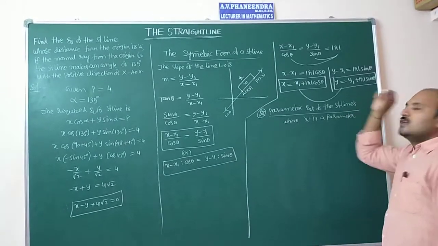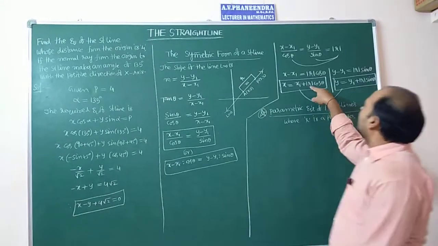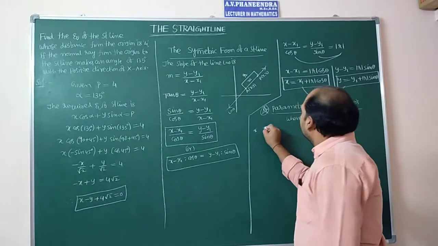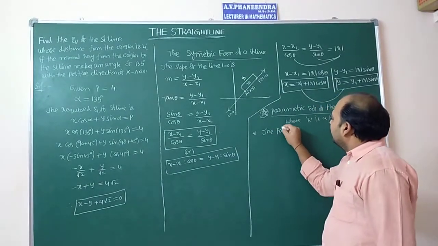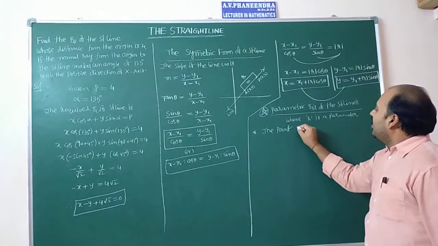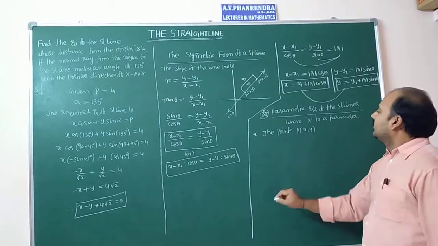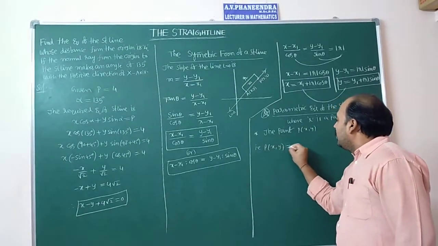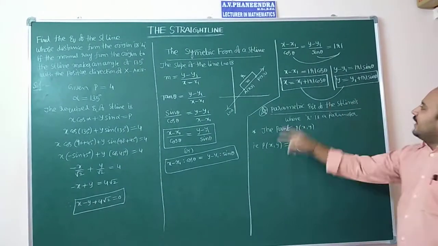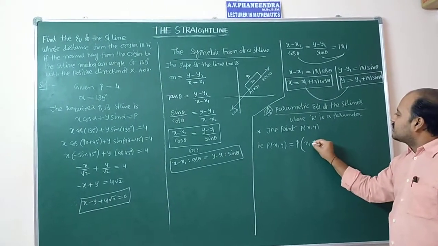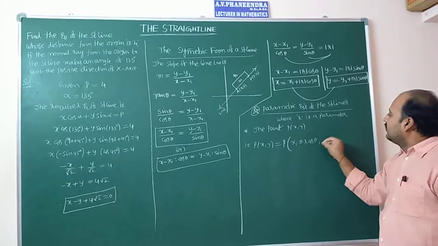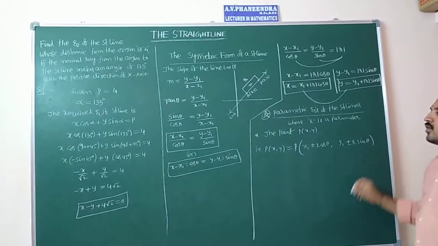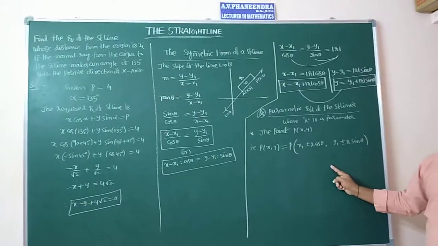Sometimes we can represent it like this also. Instead of writing mod r, plus or minus r. The point P of x comma y equals x1 plus or minus r cos theta, y1 plus or minus r sin theta. This point is called the parametric point of the straight line.